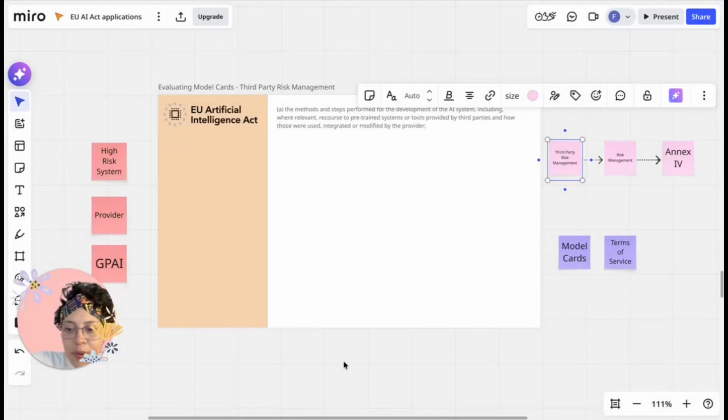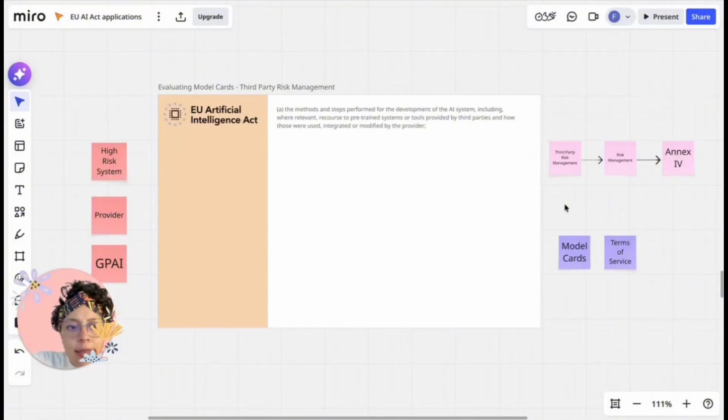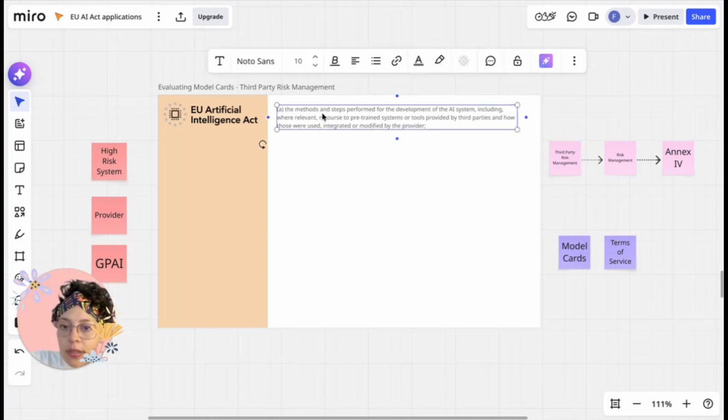We will be working today evaluating the model cards as a part of the third-party risk management process. In our previous videos, we were discussing the same clause that mentions the modules that you use to provide the AI system, but there is something specific that they mention if you use a pre-trained system provided by third parties. You also need to include it in your technical documentation.